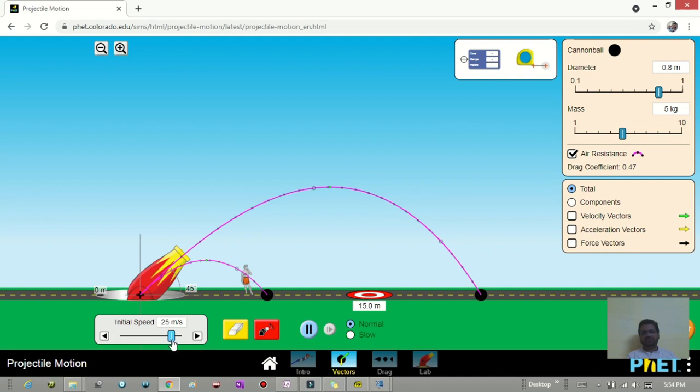Now if I change this to 25 and fire, it will go to the maximum, right? And if I want to see the components of the vector, you just click on the components, velocity vector, then fire it, and then you can see the components of the vector.